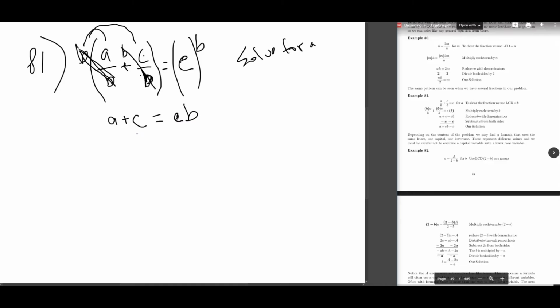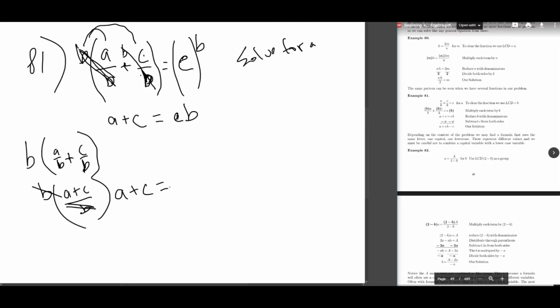But there's another way of doing it. You can do a over b plus c over b. Now, for the ones who are freaking awesome, you may have noticed that there were exactly the same denominators. Therefore, we can do a plus c over b. And then we just cancel this out, and we're left with a plus c equals e times b.